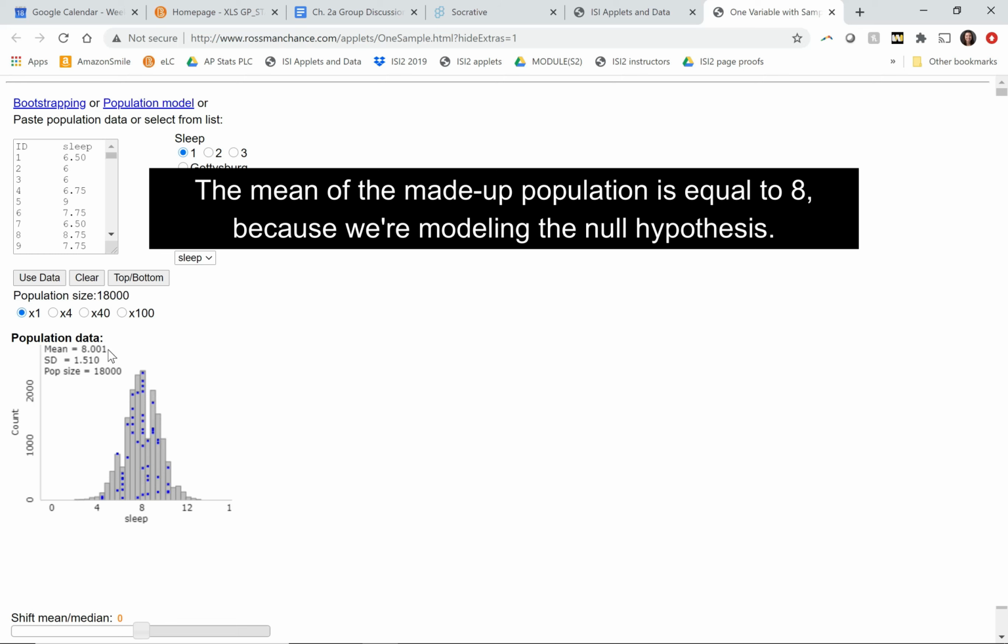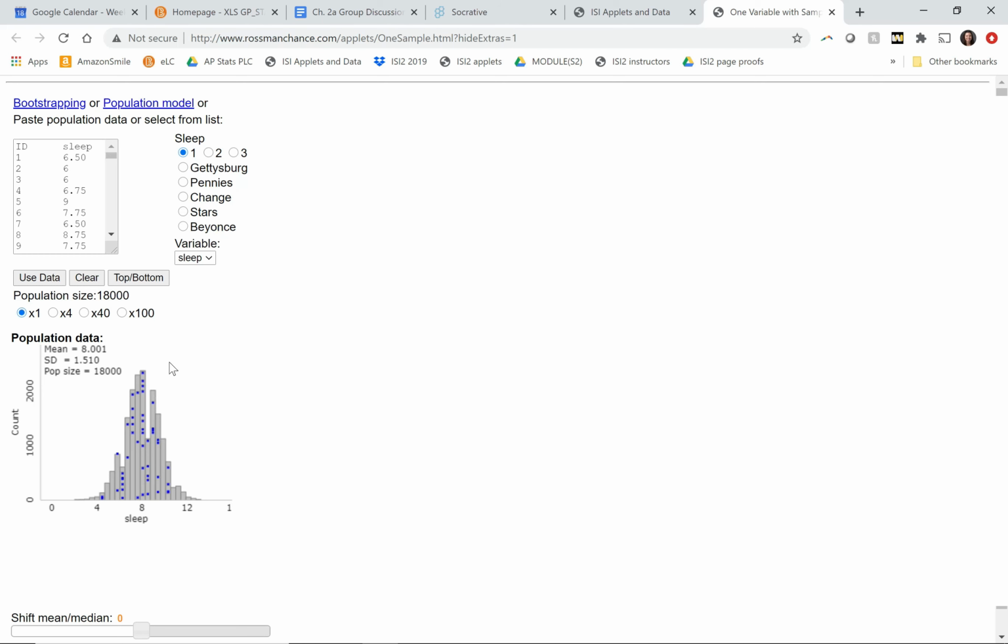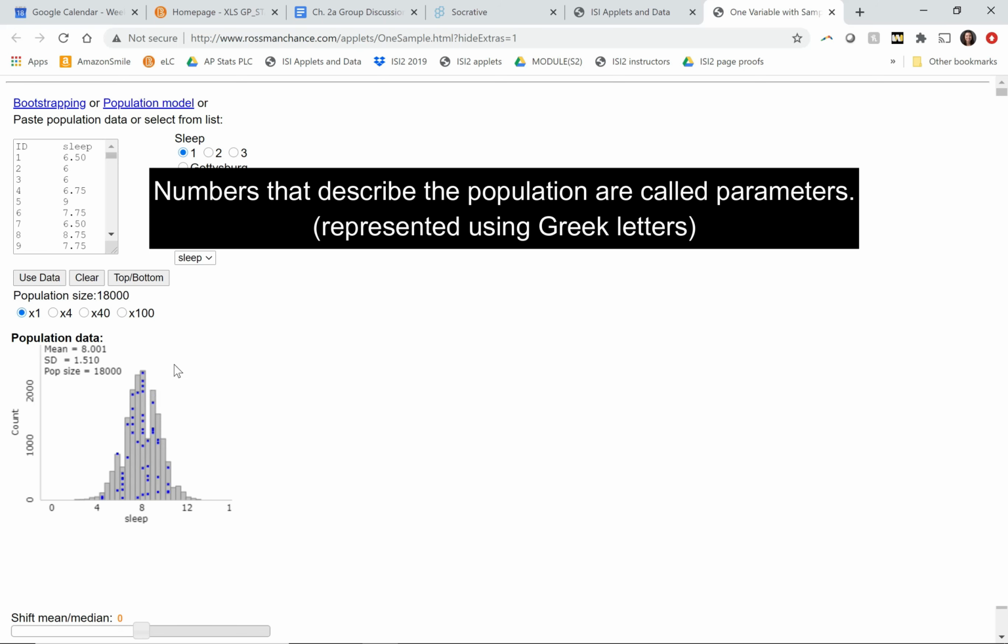Right? Because we're sort of asking if students in 2100H really got the recommended amount of sleep, would we expect to see a sample like the one we really got? The next question asks about these numbers that describe the population data. These numbers are parameters. So parameters are values that describe the population.